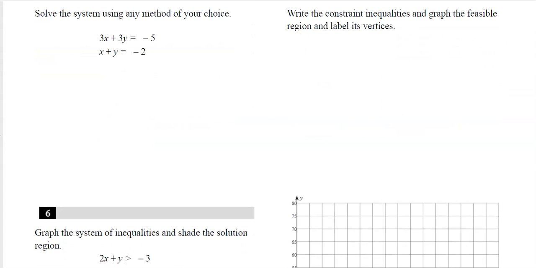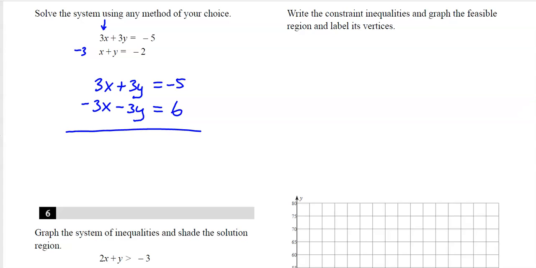Number 5, another system. This one's kind of a freak case, I like to call it. I want to get opposites here by multiplying by a negative 3. So top row I'm going to leave alone. Bottom row, multiply everybody by negative 3. And you will notice something very weird happens. When you combine the rows, the x's and y's all disappear and I get 0.